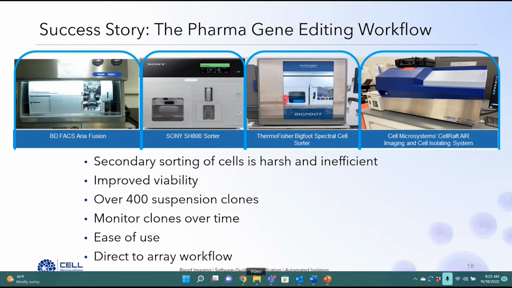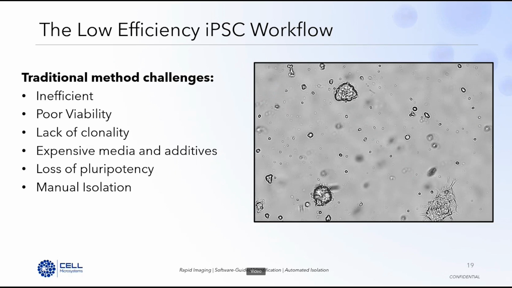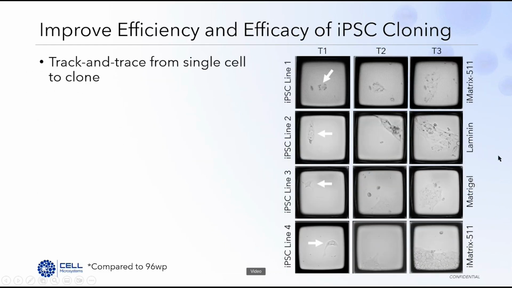As some of you already know, a good, healthy iPSC is very difficult to find. Traditional iPSC workflows are plagued by challenges that limit their utility in research and development efforts. These challenges include an inefficient process, poor viability of iPSCs, lack of trace and trackability of clonality of these iPSCs, having to use very expensive media and additives, loss of pluripotency during expansion, and also there's only manual isolation methods for these iPSCs.